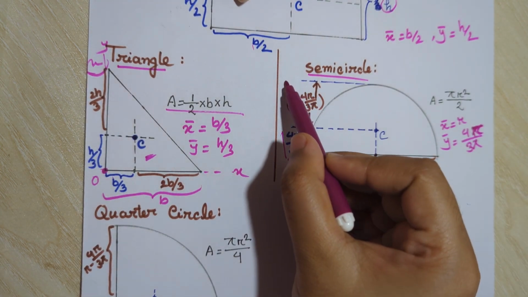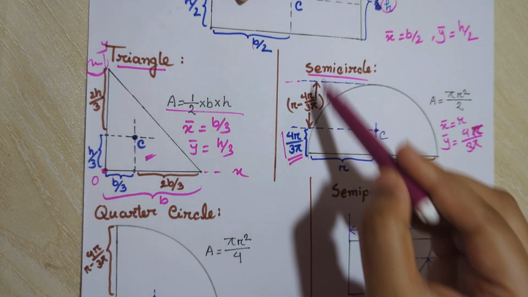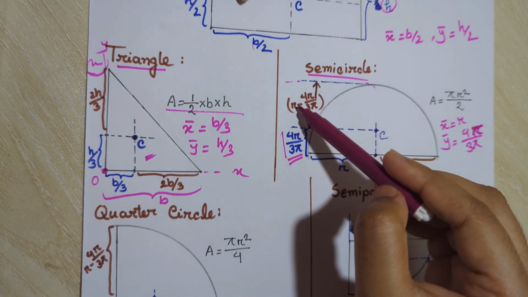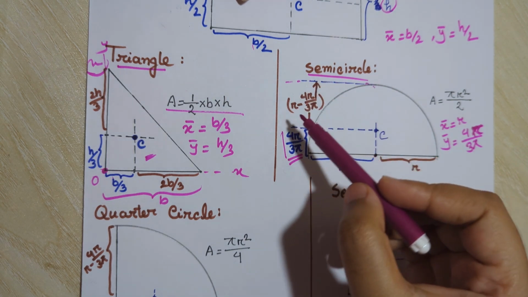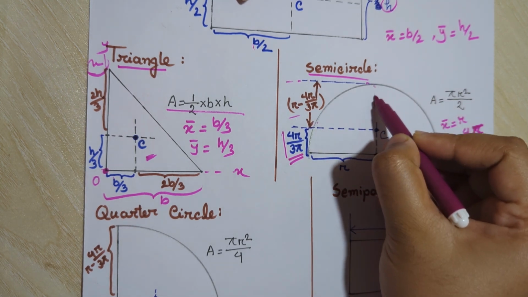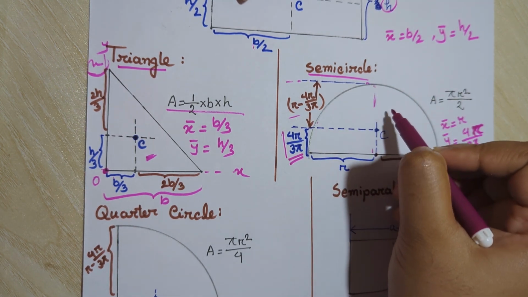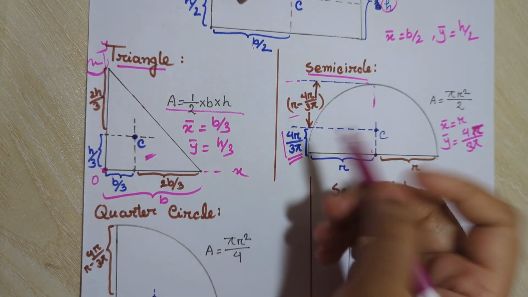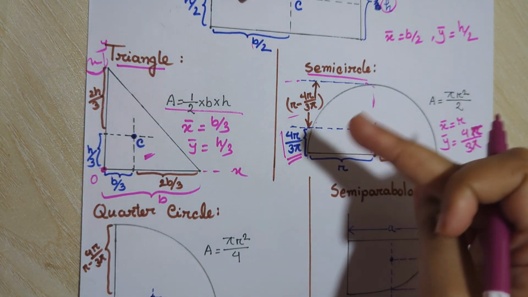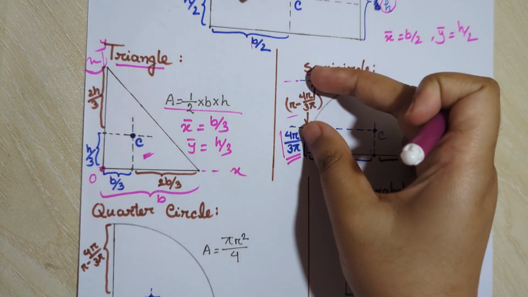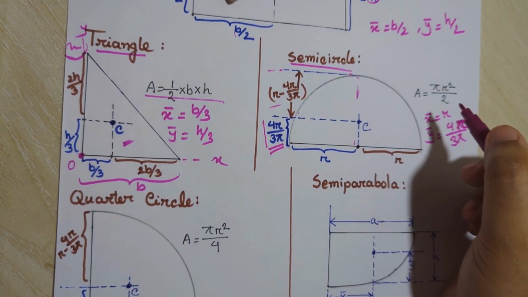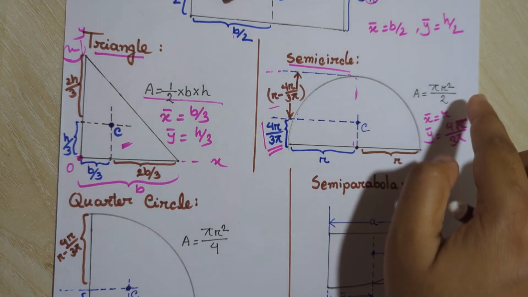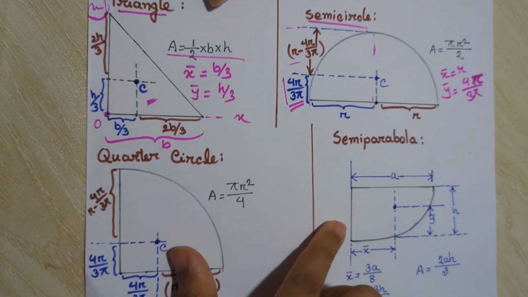If we have to measure the distance that remains on the y-axis upward, this will be r minus 4r by 3 pi. Why this? Because the total distance is r, the radius, and we got this portion as 4r by 3 pi, so the remaining part will be r minus this part. And the area of this semicircle will be pi r square by 2. As this is half of the full circle, the area will be half of the full circle's area.